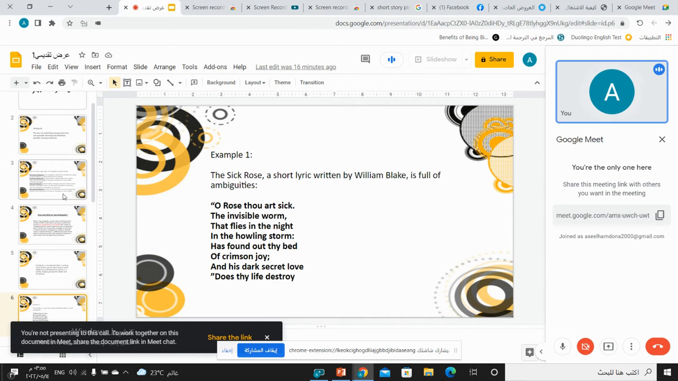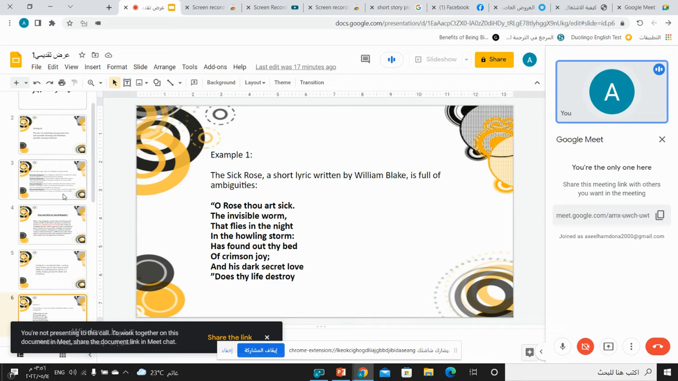Why does the worm have wings and fly to the flower and eat it? Or why is he using the word flies in the night? Maybe because he is coming nightly, or she didn't want anyone to know that she wanted to eat the rose. I don't know. In the howling storm has found out a bit of crimson joy. Why is he using the word crimson? Why not just the color red?